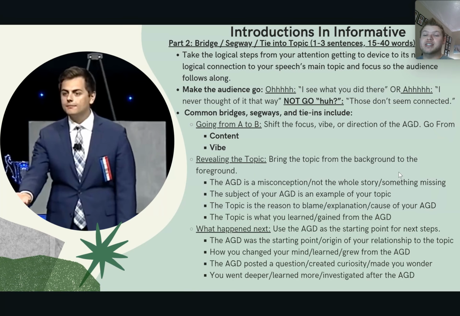Another common way to segue from your attention getter to your actual topic is to reveal the topic. Because remember, it shouldn't be super obvious from what you first said. How do we do this? Well, maybe the attention getting device is a misconception, or it's not the whole story, or something is missing. We're going to bring the topic from the background to the foreground. The subject of your attention getting device might be an example, an analogy, a comparison, or a metaphor or a representation of your actual topic.